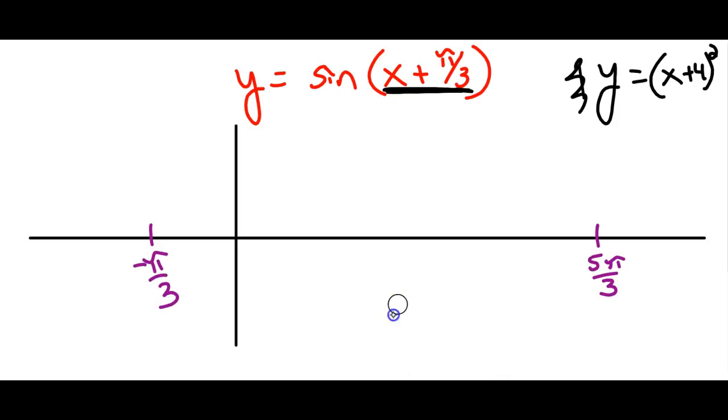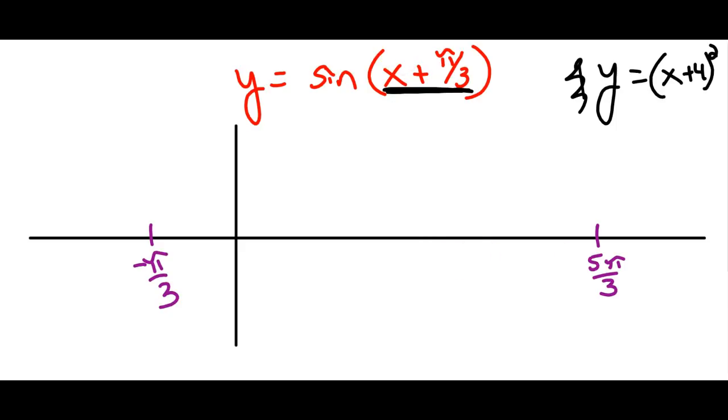So all I did to come up with those 2 points is set what's in the parentheses equal to 0, solve for x. That's what I got. Set it equal to 2 pi, solve for x. That's what I get. It's what you do every time. Set it equal to 0, set it equal to 2 pi. Then we've got to come up with the 3 points that are in the middle here.